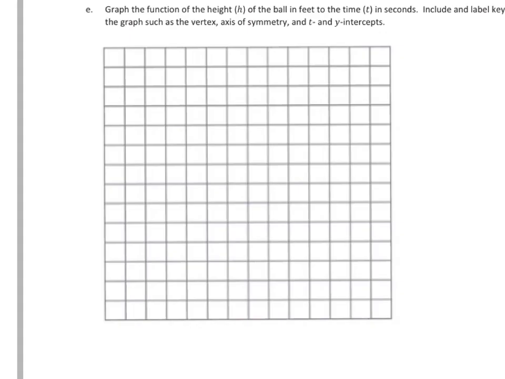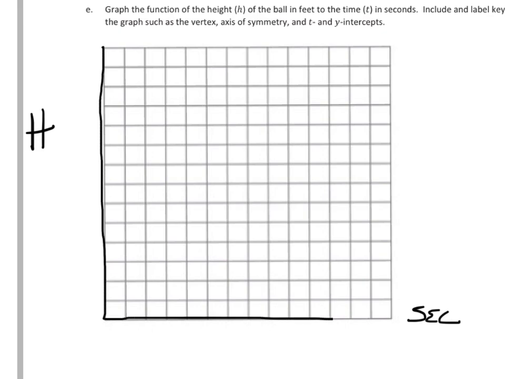We have to graph the function of the height h of the ball in feet to the time in seconds. Okay, so we're going to go over here and make this axis seconds, and this one over here is going to be height. And I can bold in the axes if I can draw straight enough. So we'll go there and there. What was our vertex? 2.13 and 132.25.